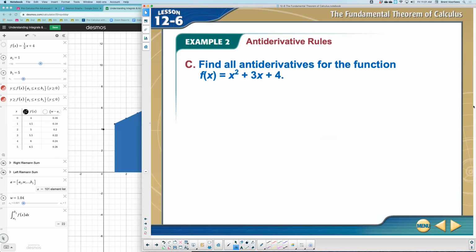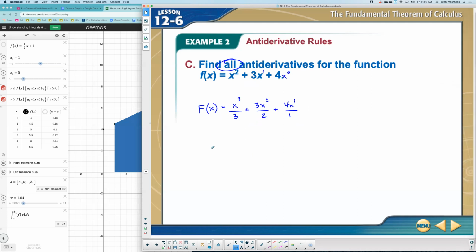And let's now check c. So it says find all. So remember, that's going to be a plus c. So this time we have a polynomial. And so to find f of x, what I'm going to do here is I first have x, and it's going to be to the 3rd power. I'll increase it by 1. I need to divide that by 3. Plus 3x. This is going to increase in power. It was a 1. It's going to become a 2. So I need to divide by that power 2. Plus, this is the same thing as x to the 0. So it'll be 4x to the 1st, so I need to divide this by 1. And then the constant that we don't know about will end up adding a plus c at the end.